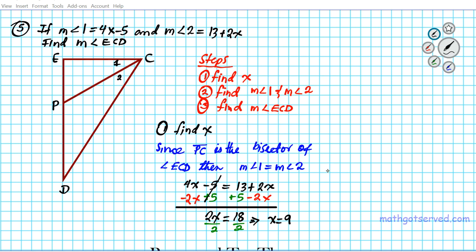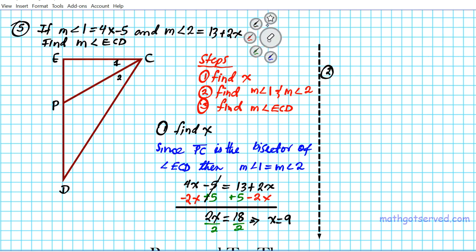All right, ladies and gentlemen, we are done with part 1, okay? So next, we want to find the measure of angle 1 and 2, or we can just find one of them, okay? Let's do it the long way. So part 2, let's find the measure of angle 1. Okay, sorry, let me write down what we're about to do here. So for part 2, we are going to find the measure of angle 1 and the measure of angle 2.